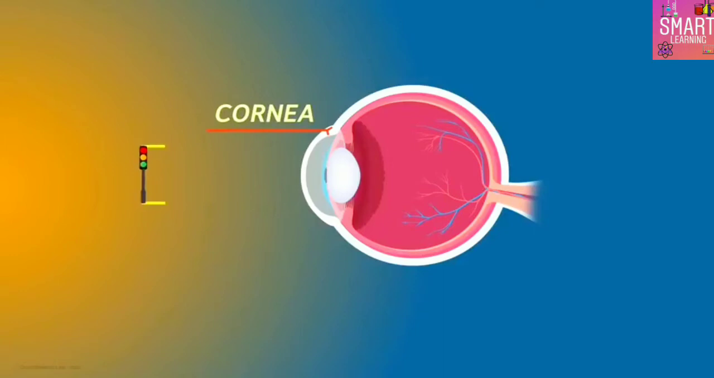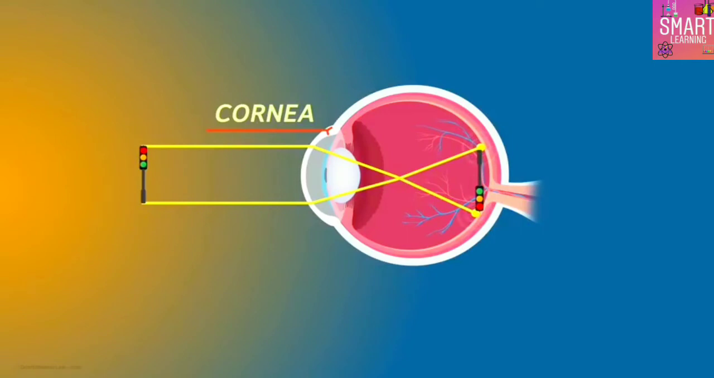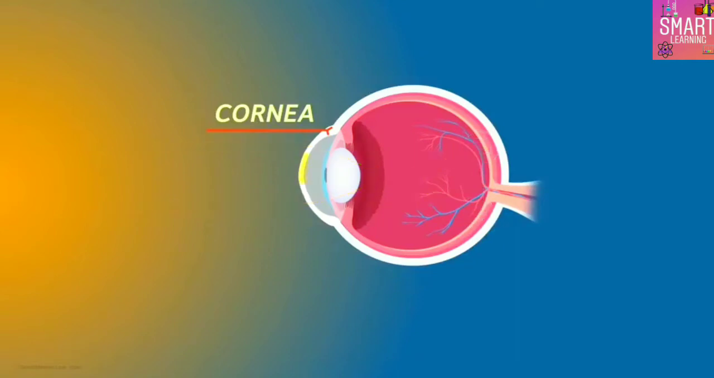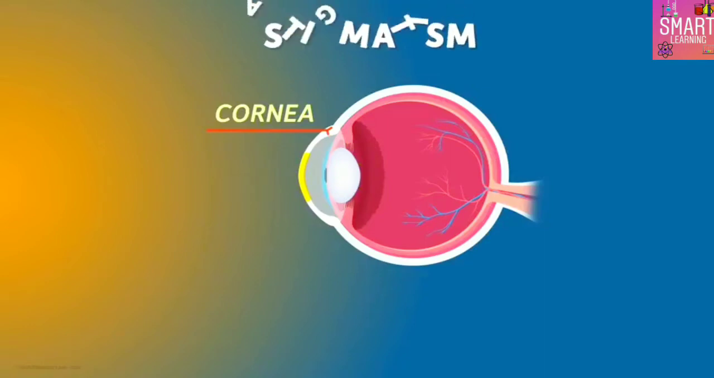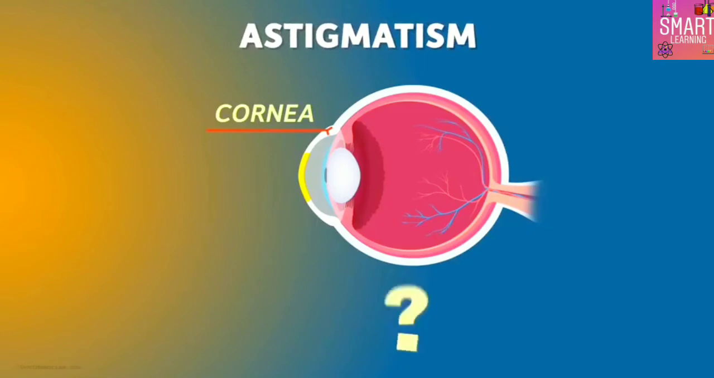We know that the cornea is the curved outer layer which refracts most of the light entering the eye. But sometimes the curvature of the cornea is distorted. It may become irregular like this, slightly elongated in the middle. This defect of the eye is termed astigmatism.